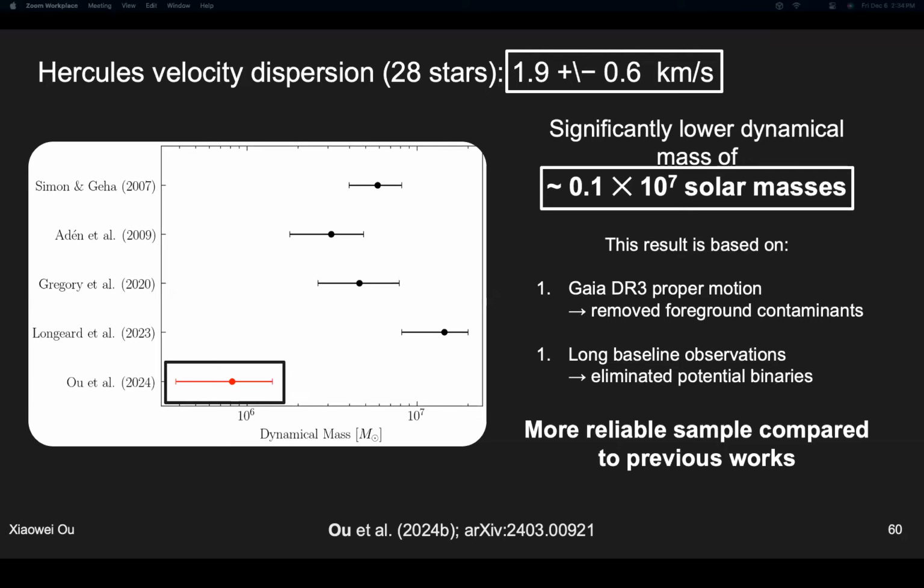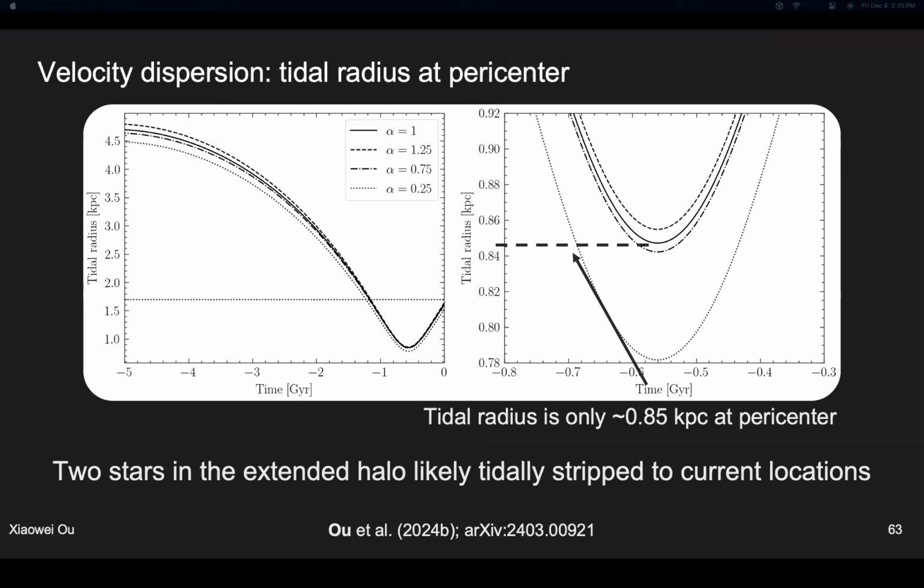But the final result is that the dynamical mass estimated for this system within the half-light radius is about 10^6 solar masses. Now that has some interesting implications when we combine it with the fact that we identified 2 stars in the extended stellar halo. If we take that dynamical mass, assume some underlying dark matter profile, we can estimate the tidal radius at its current location, but also estimate it as a function of its orbital phase.